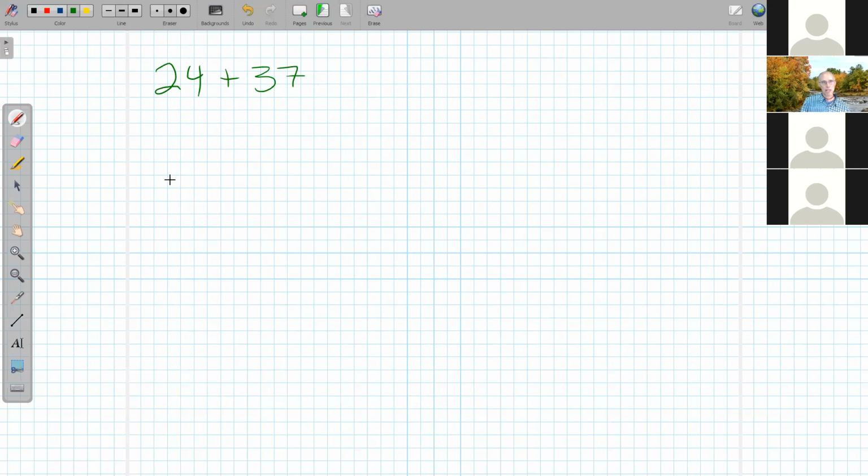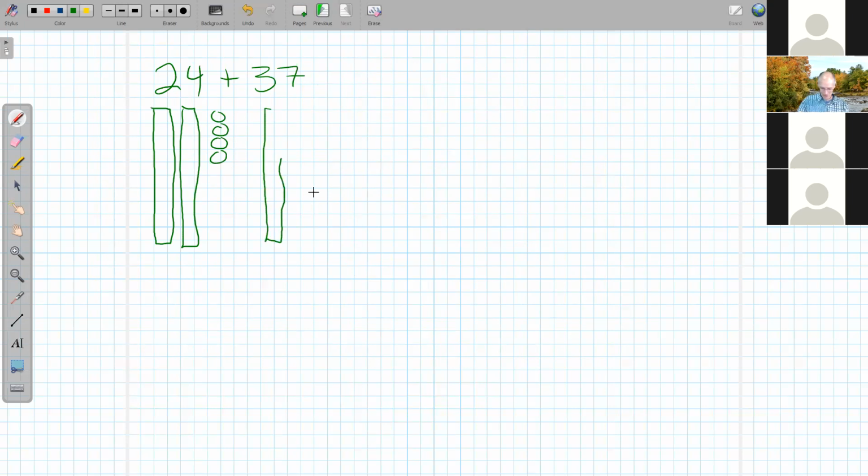So I need some base 10 blocks. I'm just going to draw them in here as opposed to go to that app. So here is my best drawing of 24. And then here's my 37, to the best of my artistic ability. Sorry, my pad is sliding around the table. It's sitting on my notebook. Let's get neater here. That's a little better. So draw your best 37.